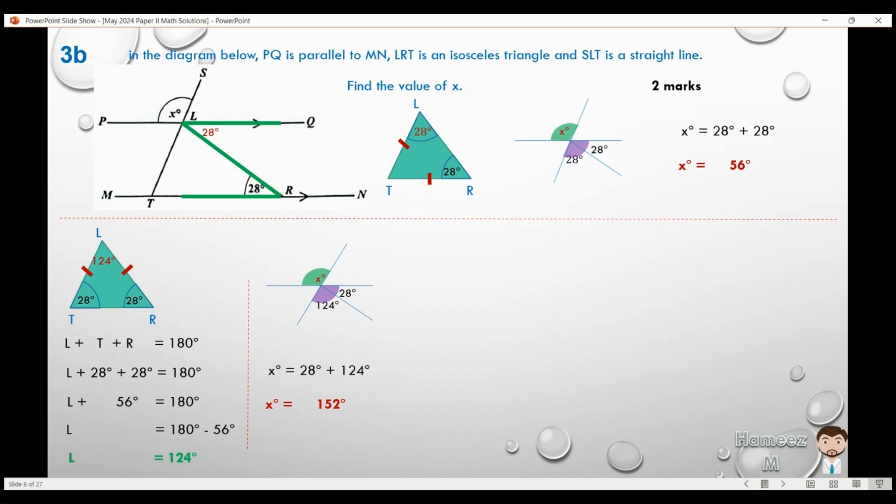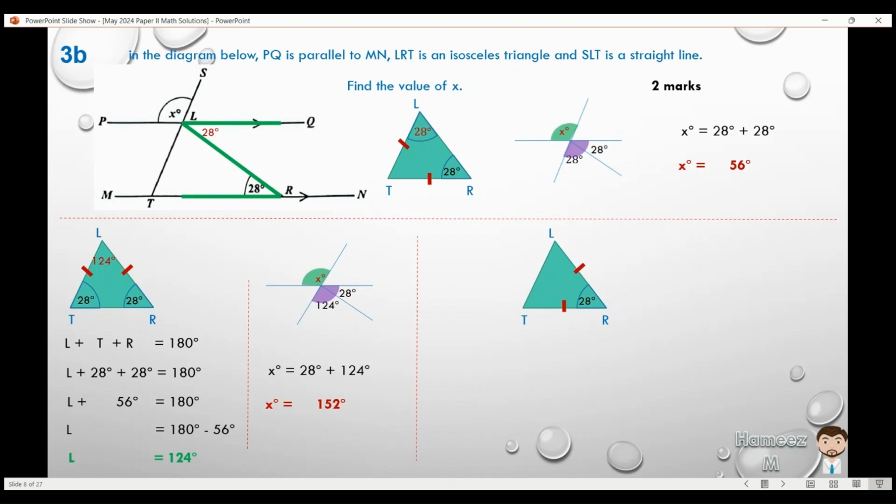It was 56 degrees in the first case, where LT and RT were the same. It's 152 degrees in the case where LT and LR are the same. But what about the third possible combination? Right? This question had this information lacking and caused three possible answers. So we know the basic triangle LRT, where it's 28 degrees there. But what about if it was that RT and RL were the same?